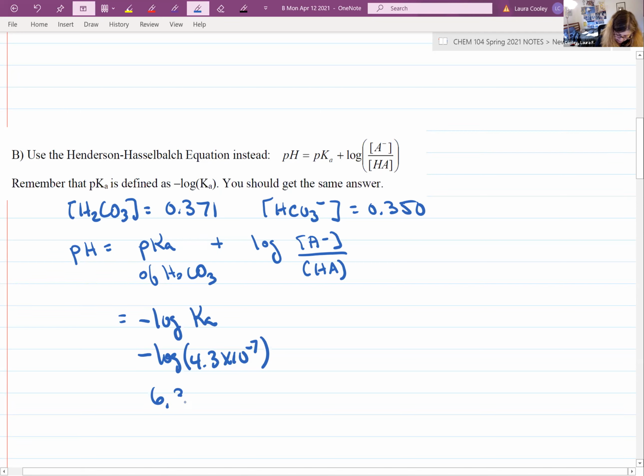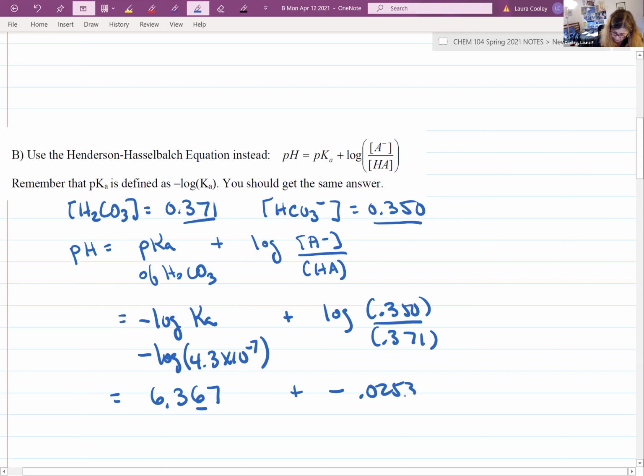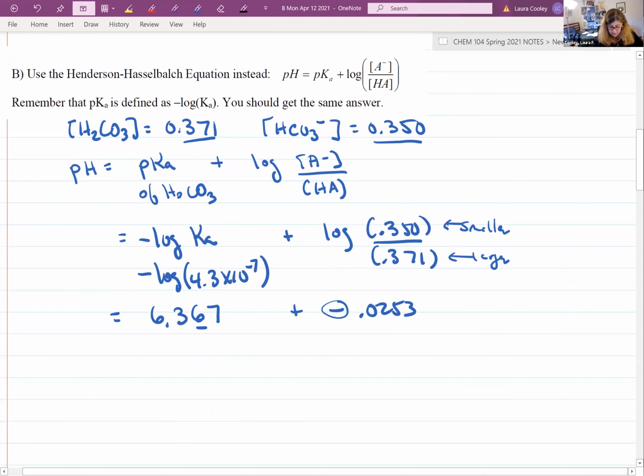This is the negative log of the Ka, which is 4.3 again times 10 to the negative 7. So this is the same as before. This is 6.367 plus the log of, now, this is the A minus and the HA. Okay, and so this comes out to negative 0.0253. Again, this is smaller and this is larger, which is why you end up with a negative here. If it was reversed, then you'd have a positive. And so this comes out to 6.34. So that is the pH of this buffer solution.